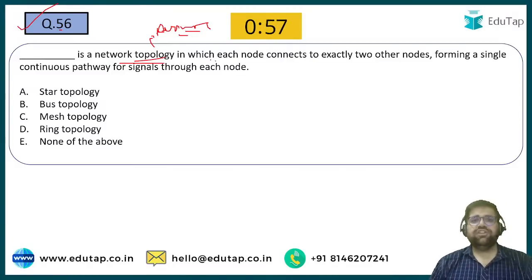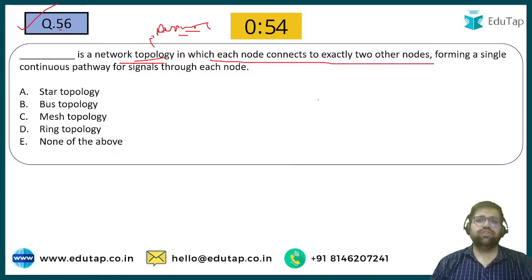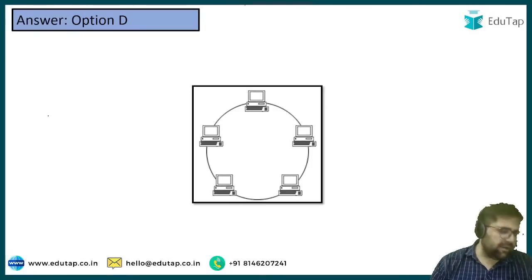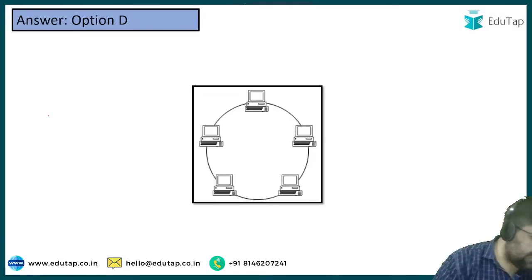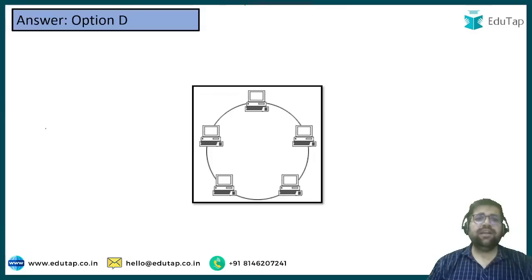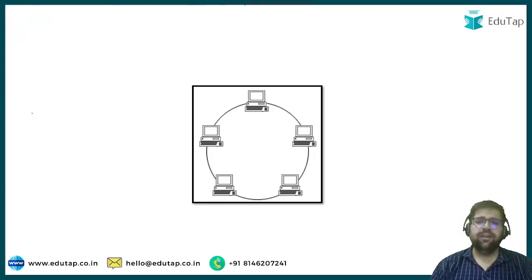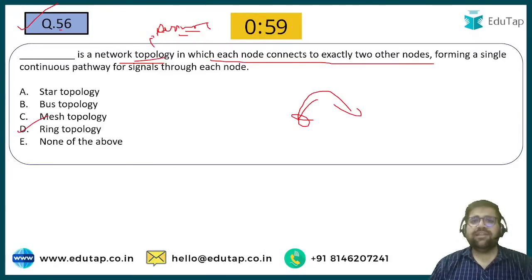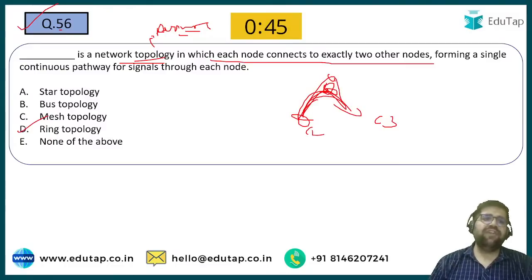Question number 56. Dash is a network topology in which each node is connected to other nodes. So this is an adjoining kind of thing. This is your ring topology, right? So the answer will be option D. Each node is a connection point which will connect computer 1 to computer 2 and computer 3, so computer 1 is connected to two different computers. That will happen under ring.